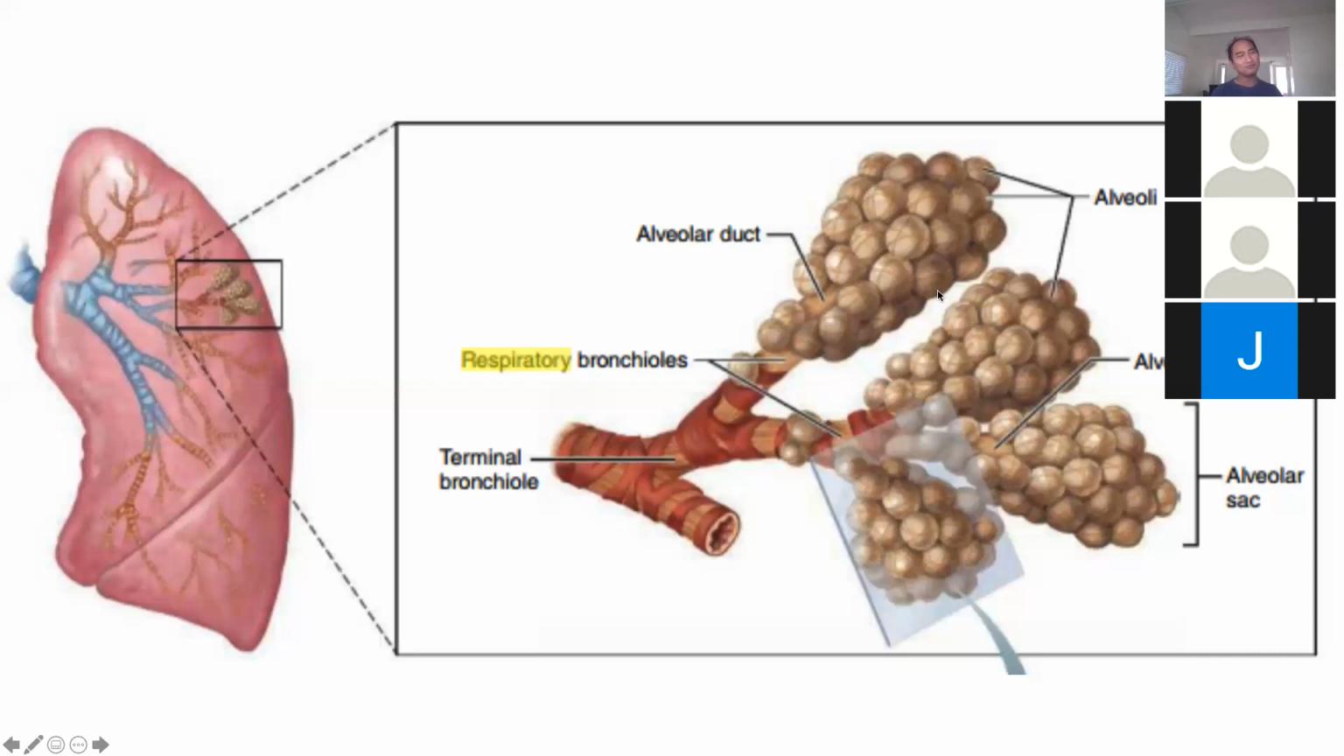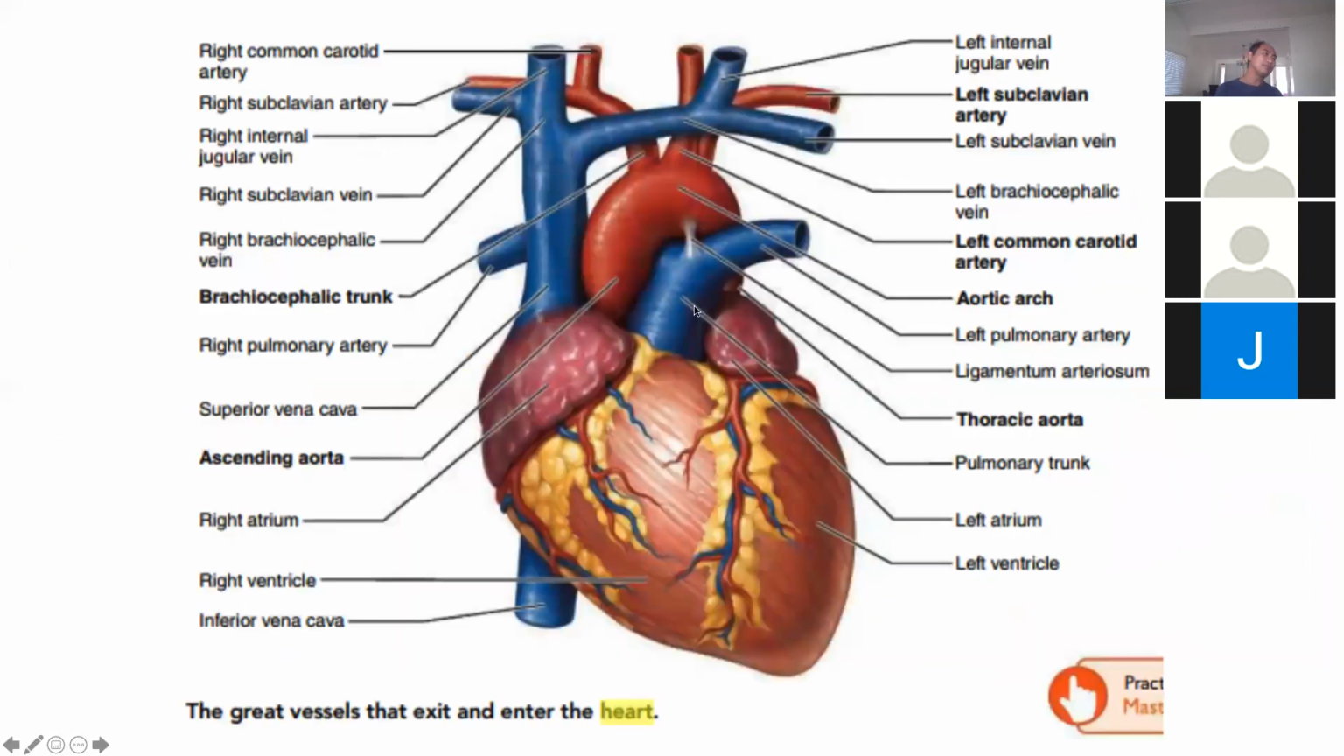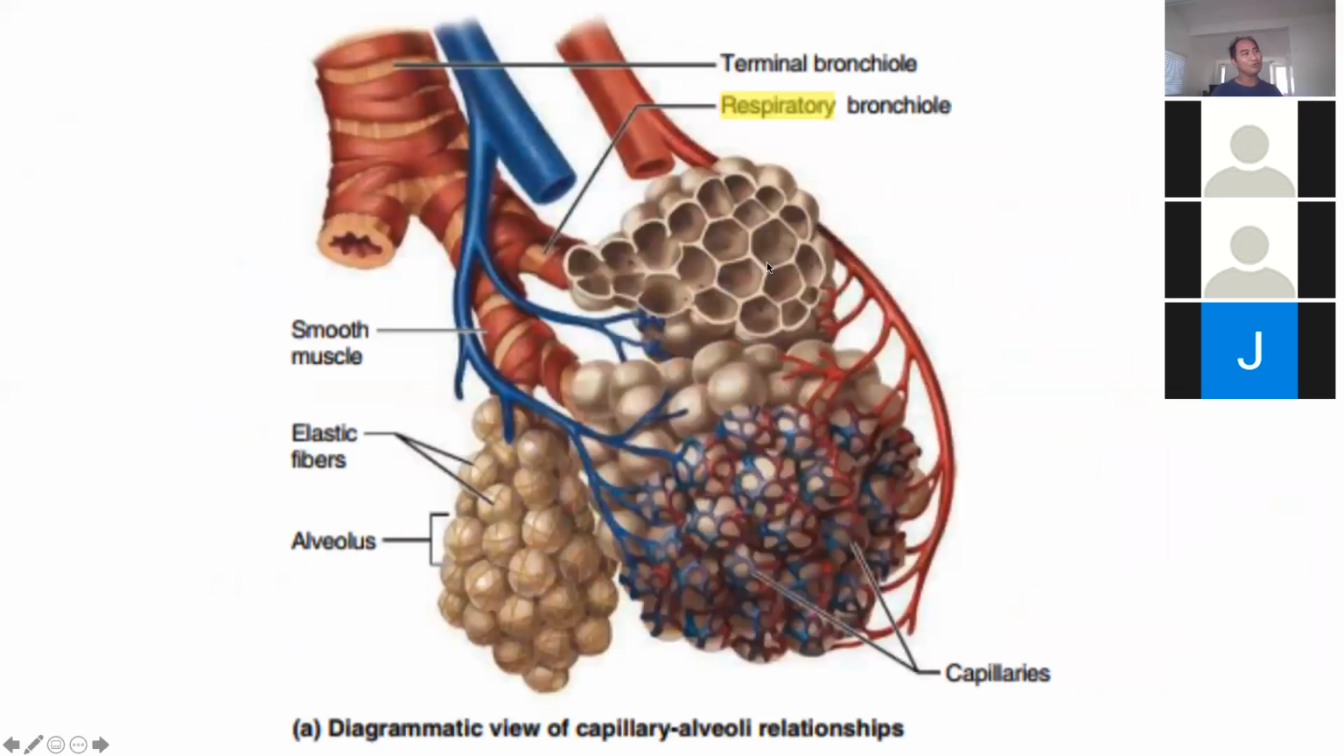So let's keep looking at this area. This alveoli, the blood coming from the heart will go around the alveoli. Look at that honeycomb appearance.